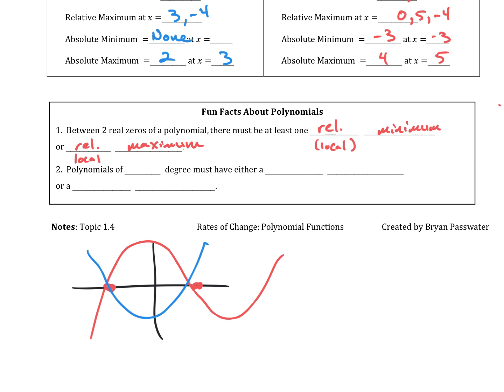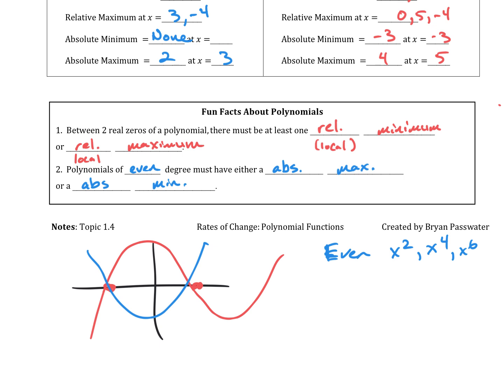All right, number 2, polynomials of an even degree must have either an absolute max or an absolute min. And here's what I mean by that. If you're talking about an even degree, you're talking about like an x squared or an x to the 4th or an x to the 6th. All right, an even degree.